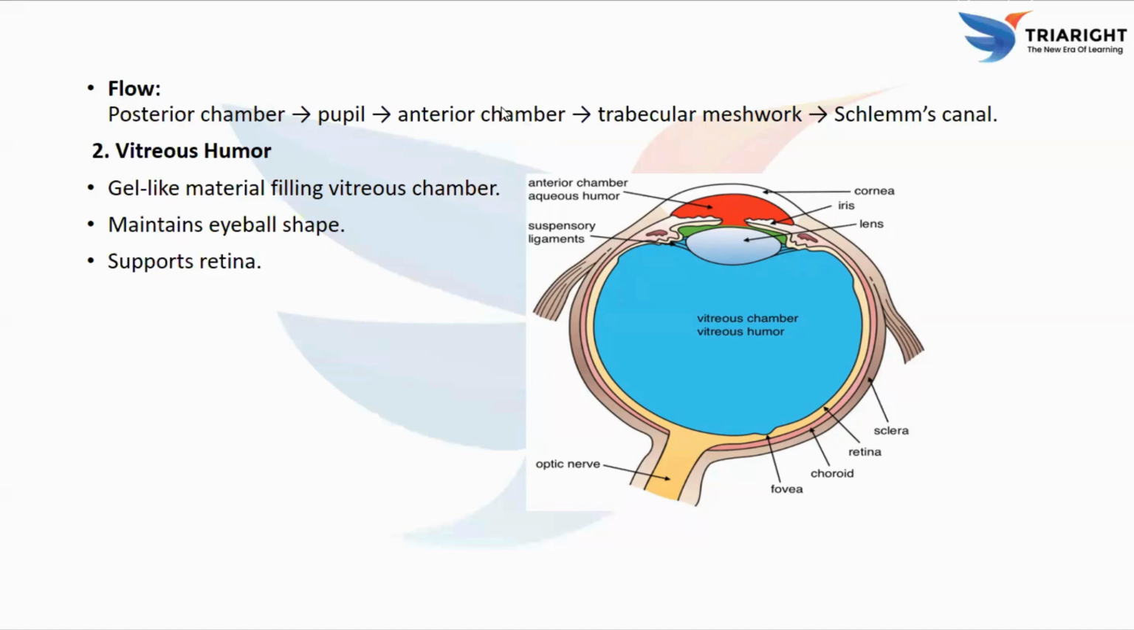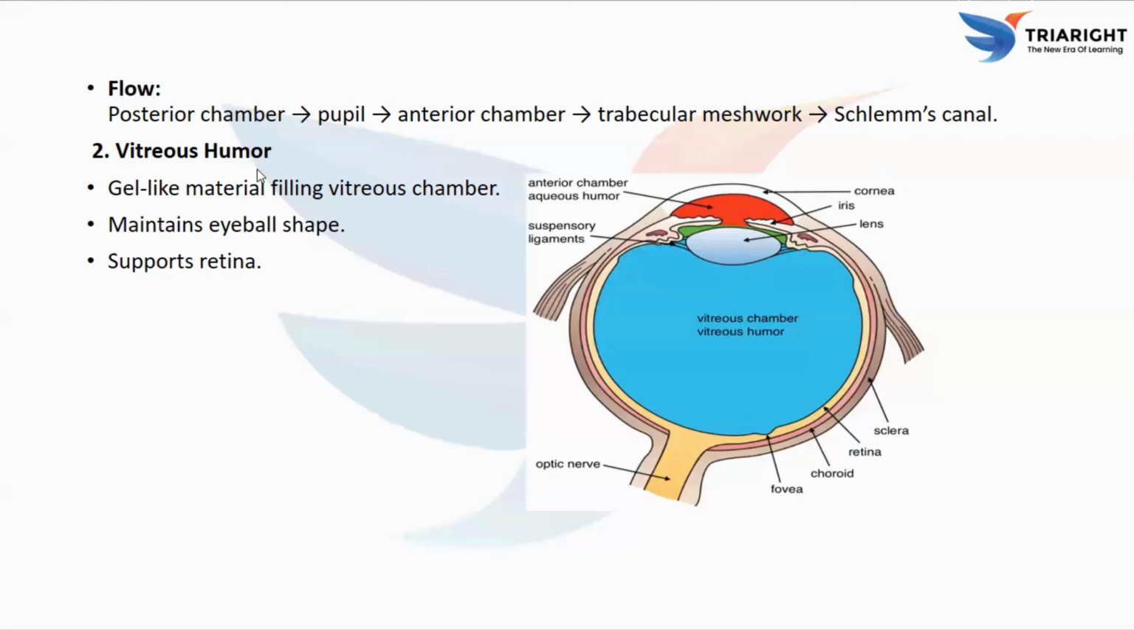And the anterior chamber fills the space between the cornea and iris, which maintains the intraocular pressure, and next the trabecular meshwork. This is a sieve-like drainage network located at the corner where the cornea meets the iris. This is called the iridocorneal angle. Then Schlemm's canal. This is a circular drainage channel that collects the aqueous humor and sends it to the venous circulation. So why is this important? Because any blockage in the trabecular meshwork or Schlemm's canal leads to increased intraocular pressure, which results in glaucoma. So this is about the aqueous humor.